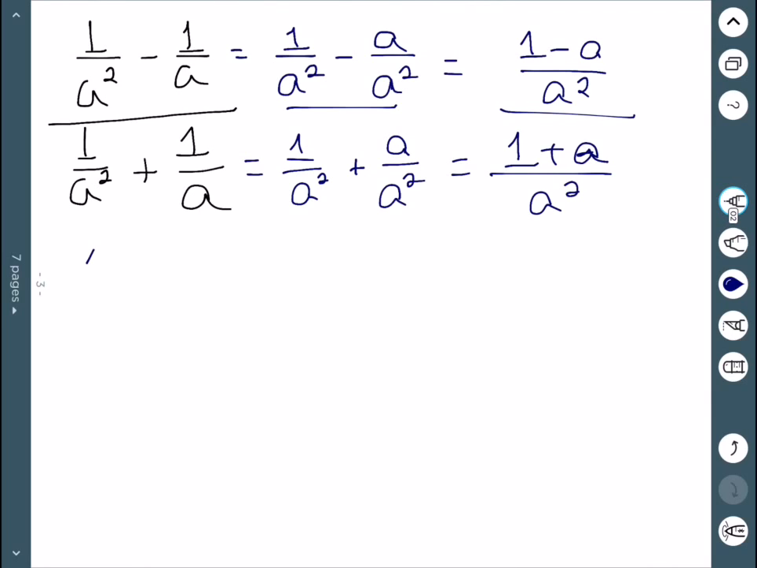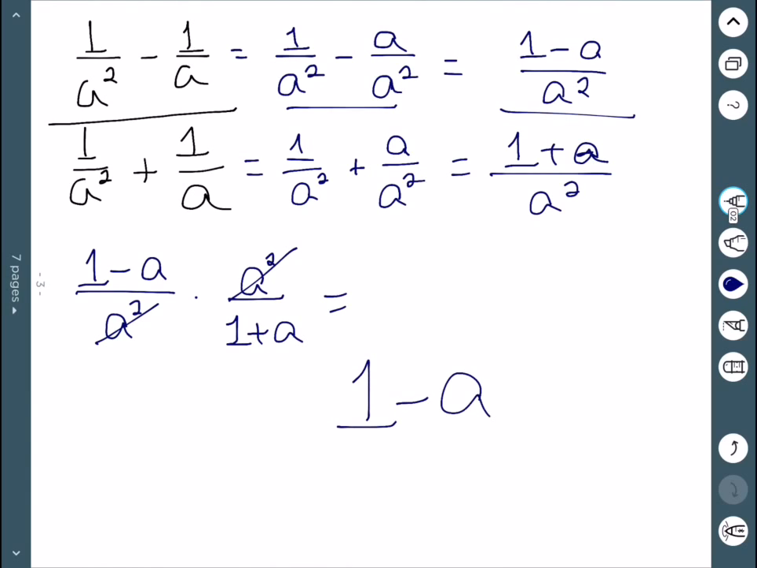And ultimately, we still have the big fraction. And fractions just mean divide. So I have the top times, and we flip the bottom. We can see that we have an a squared on the top and the bottom. So my final answer, (1 - a) over (1 + a), which is much simpler.